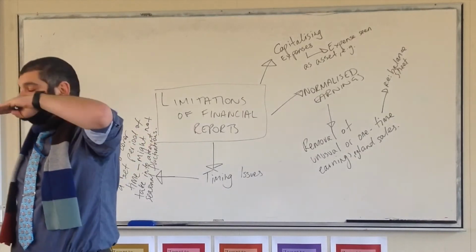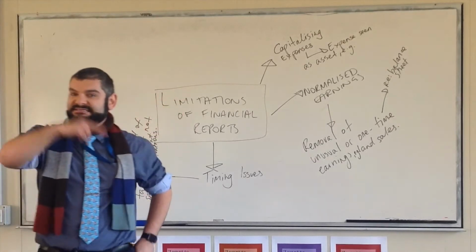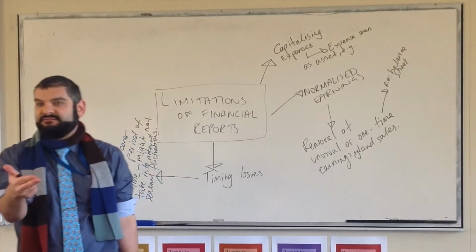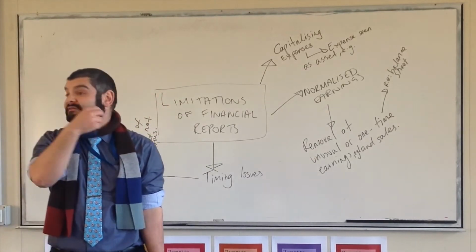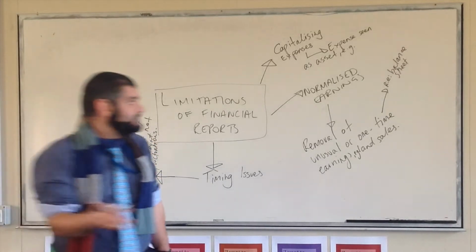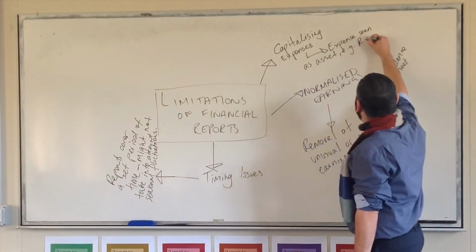So rather than classing them as expenses, they're classing them as assets instead. So they're things of value then for them. Okay? Research and development is also a great example. Okay? So another example, R&D.